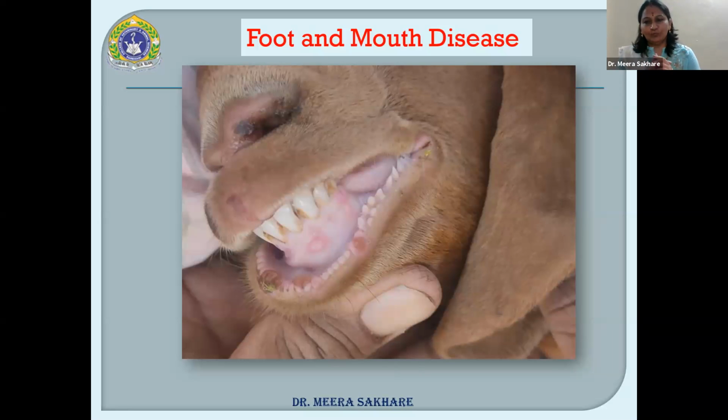Also in the hoof, in the interdigital area, we can see pustular vesicular lesions, and the animals have difficulty walking. We can also prevent this disease by giving vaccination twice in a year.